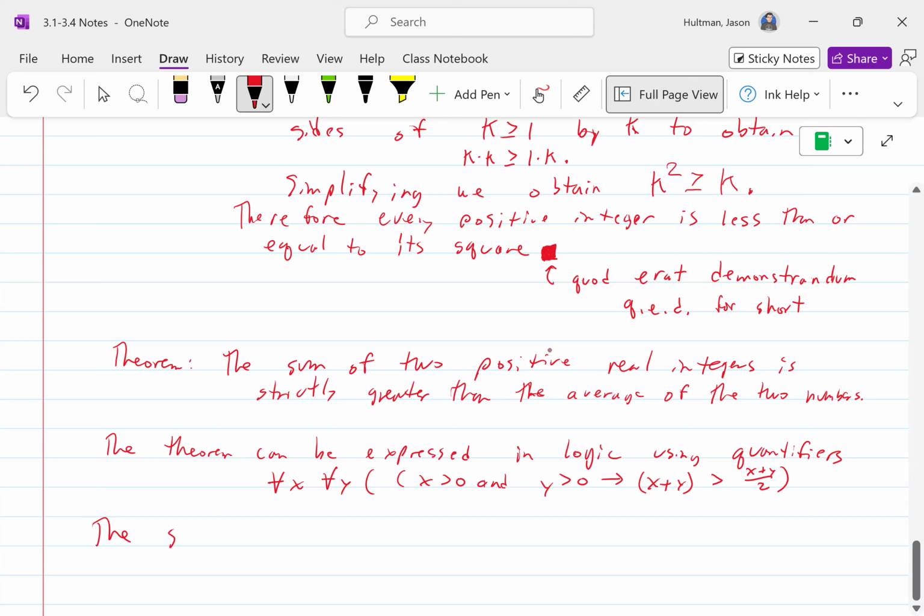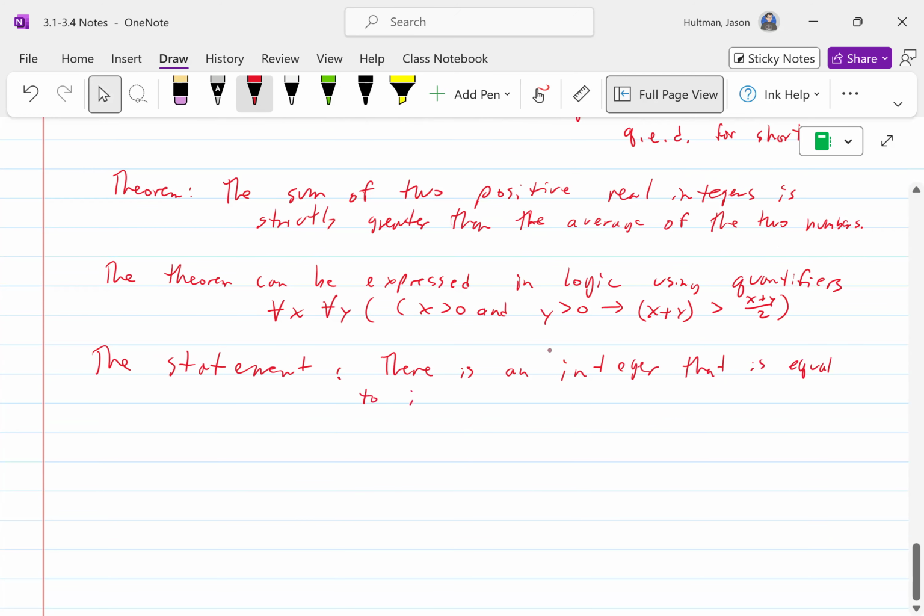Okay, the statement there is an integer that is equal to its square can be expressed, once again using quantifiers, as there exists an x such that x is equal to its square.